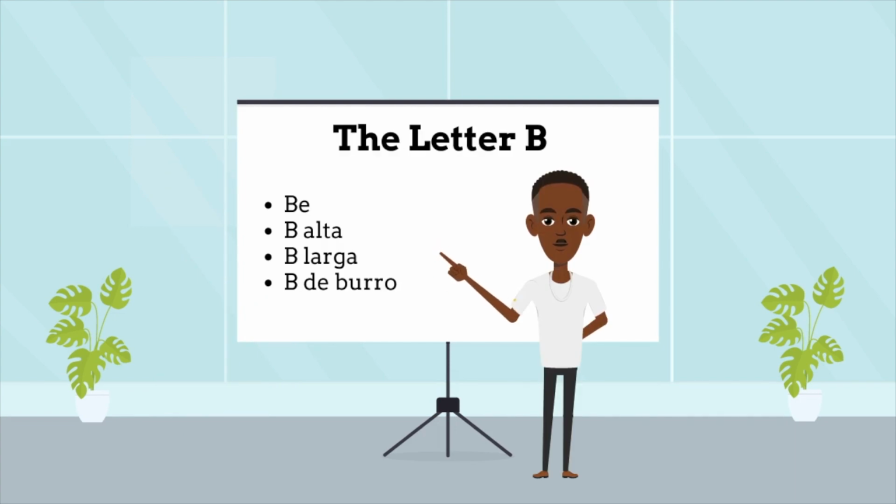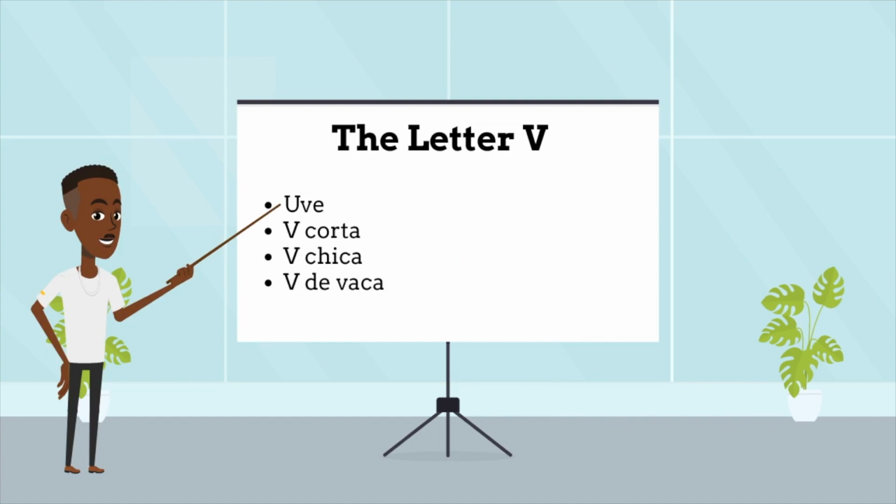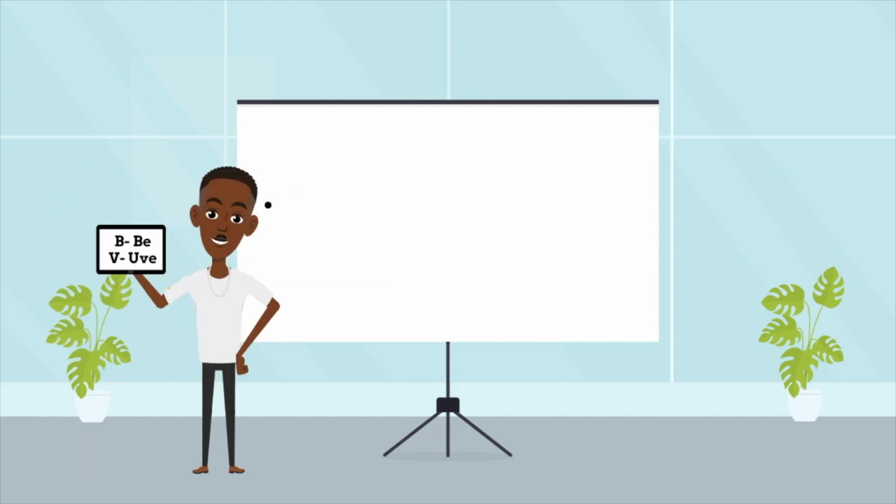The letter B has the following names: be, be alta, be larga, be de burro. The letter V has the following names: ve, be corta, be chica, be de vaca. As a general rule of thumb, you can always refer to the letter B as in boy as B and the letter V as in Victor as V.